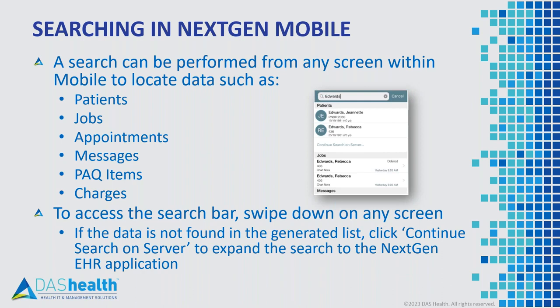In addition, if the data is not found on that initial search, so it's not found within the data within mobile, you can click the continue search on server option. That's actually going to query the EHR application to pull any data. So if it might not have been captured in that initial search, for example, a certain patient or appointment, you can click that continue search and you should be able to find the data that you need.